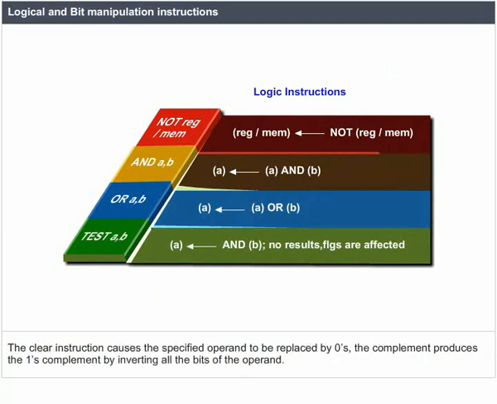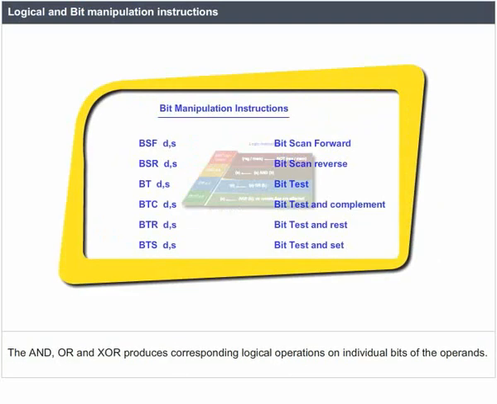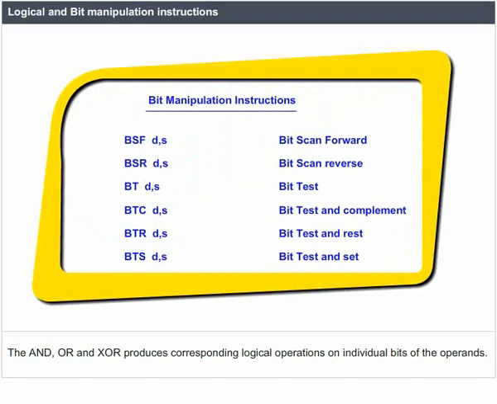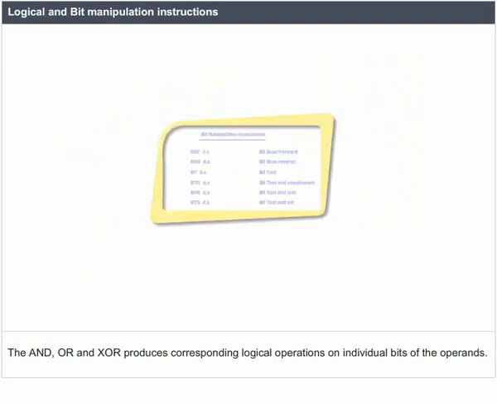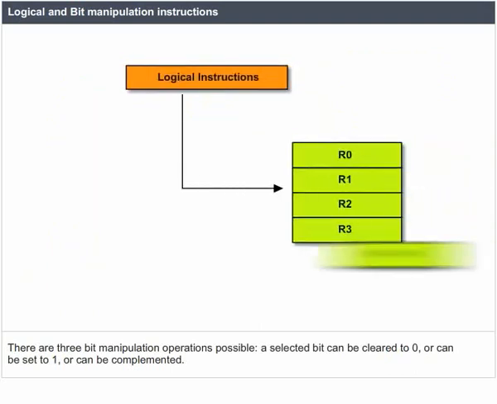The clear instruction causes the specified operand to be replaced by zeros. The complement produces the ones complement by inverting all the bits of the operand. The AND, OR, and XOR produce corresponding logical operations on individual bits of the operands. There are three bit manipulation operations possible. A selected bit can be cleared to 0 or can be set to 1 or can be complemented.